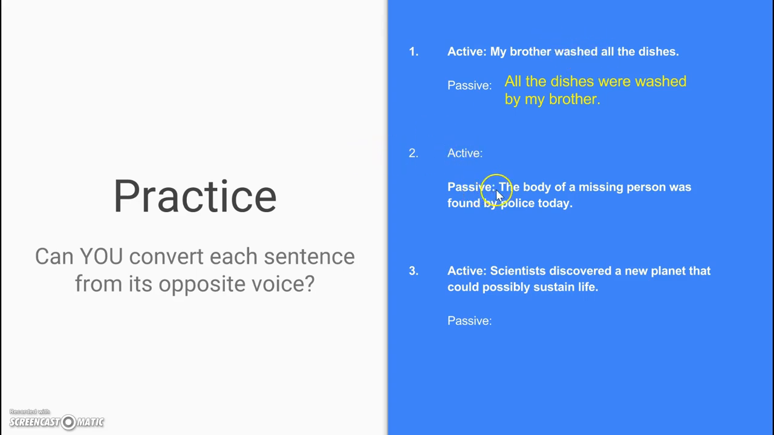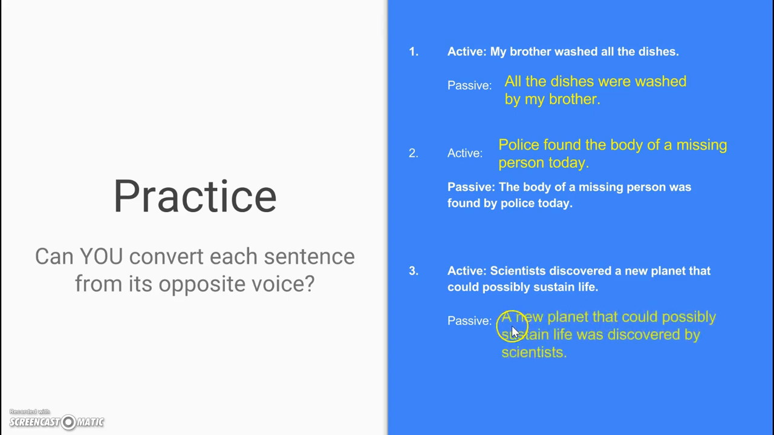Number 2, if the passive is, "The body of a missing person was found by police today," the active would be, "Police found the body of a missing person today." So I moved police to the front since they're the subject doing the action of finding. Number 3, "Scientists discovered a new planet that could possibly sustain life." What did the scientists do? They discovered. Let's move the scientists back to the end and get passive. "A new planet that could possibly sustain life was discovered by scientists."